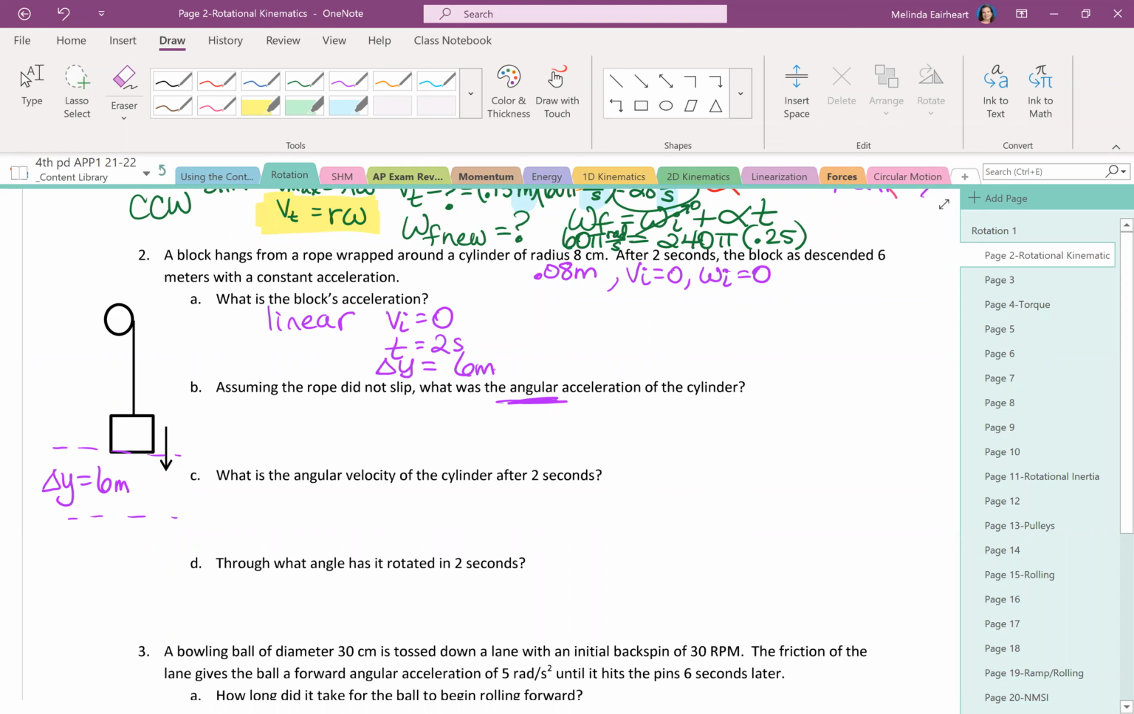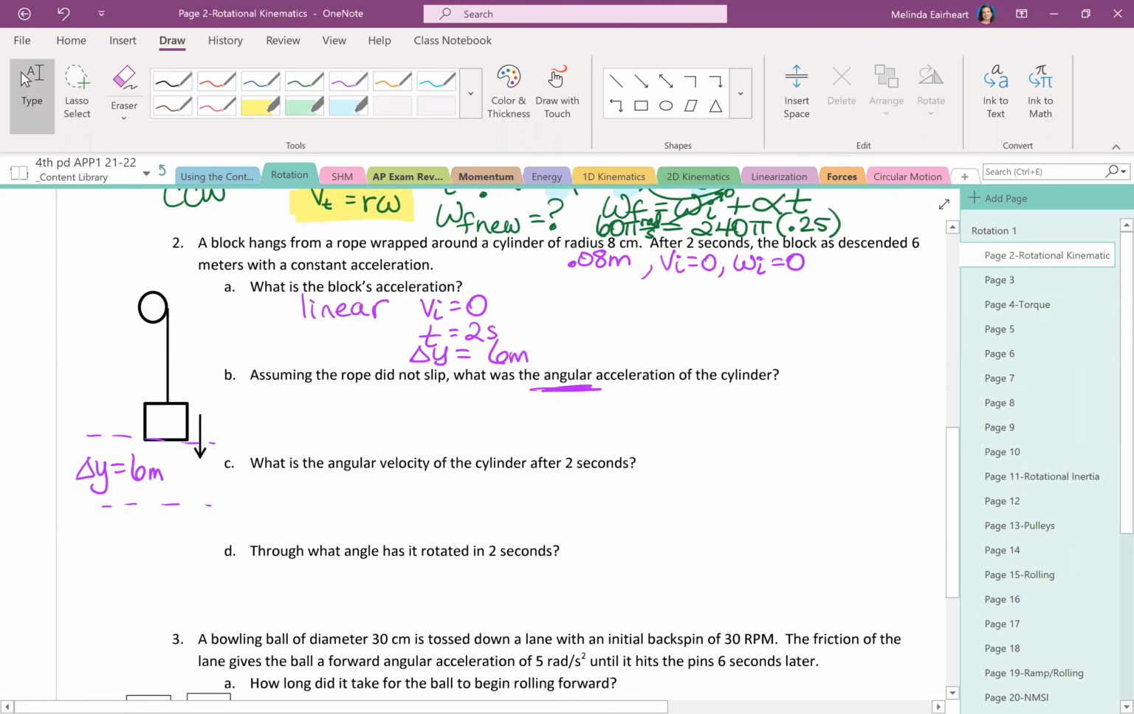It's attached to a string. Objects falling at 9.8 meters per second squared have no strings attached typically, right? It's free fall. The only thing working on you is gravity. So it's not 9.8. Just because it's falling down doesn't mean it's in free fall. But this is descending, it's falling down.